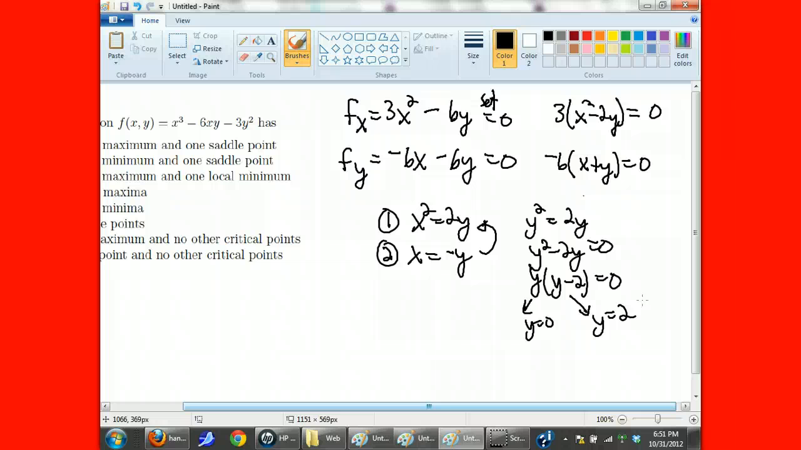Quadratic, set it equal to 0 and try to factor it. When there's no constant, it makes it nice for you. And x is the opposite of y. So we get that x is 0 and that x is negative 2. Two critical points: (0, 0) and (-2, 2).